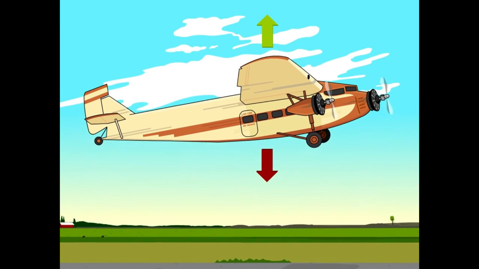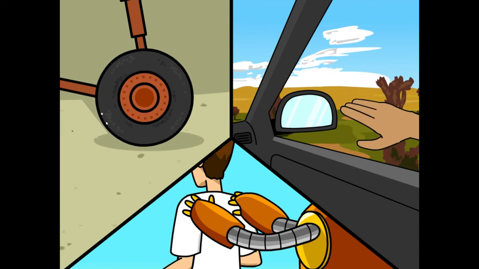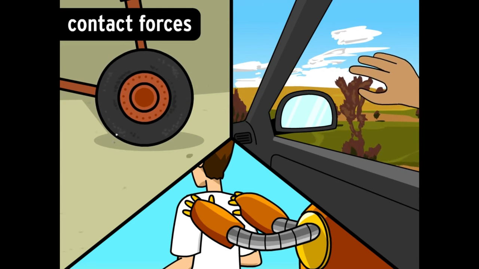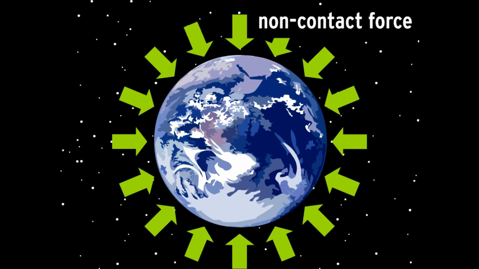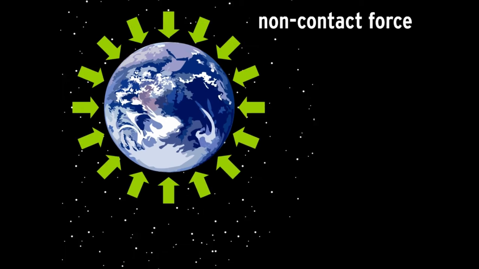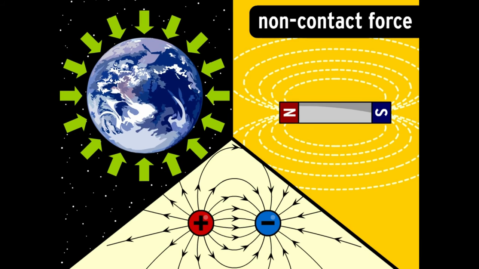It's a little different than the forces we've talked about so far. Friction, drag, you pushing me, those are all contact forces. They're between objects that are touching. Gravity is a non-contact force. It can affect objects that are separated, like the Earth and this plane. Magnetism and the electrical force are non-contact too.